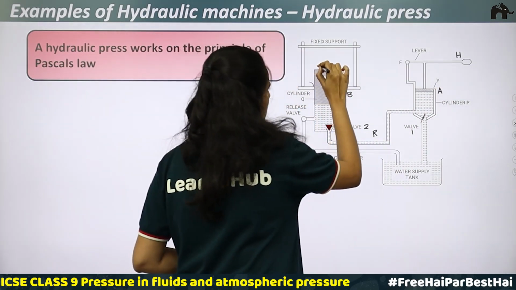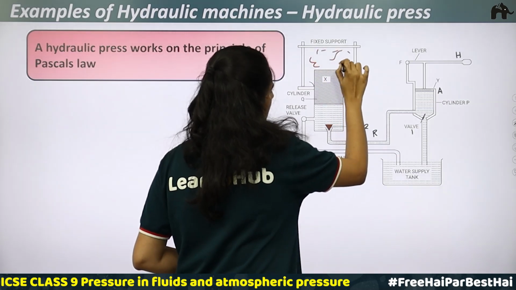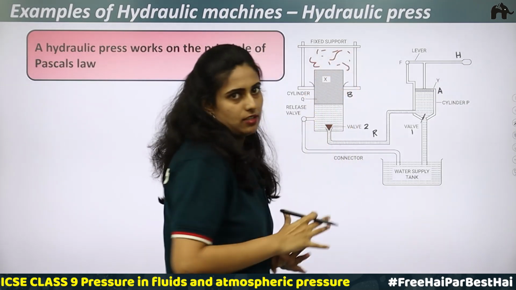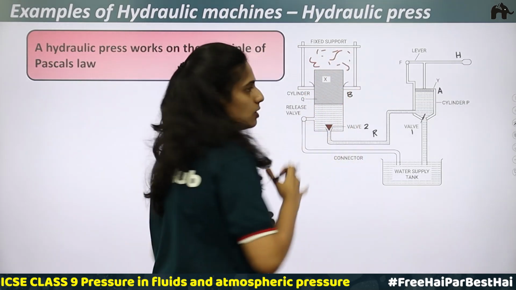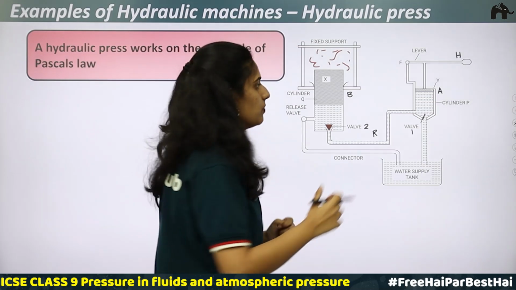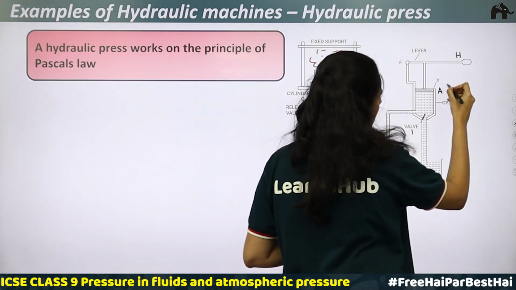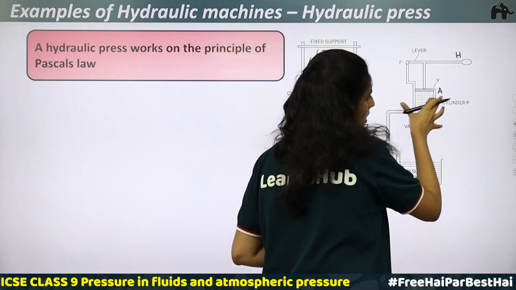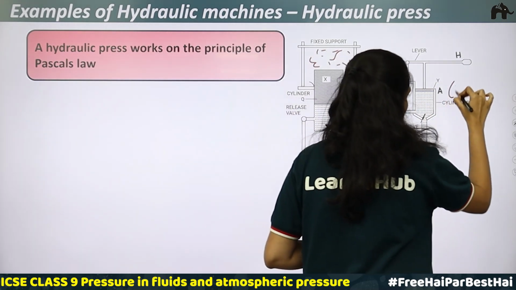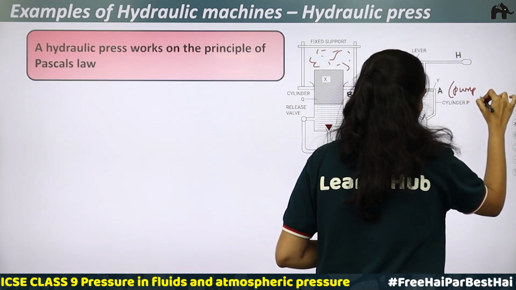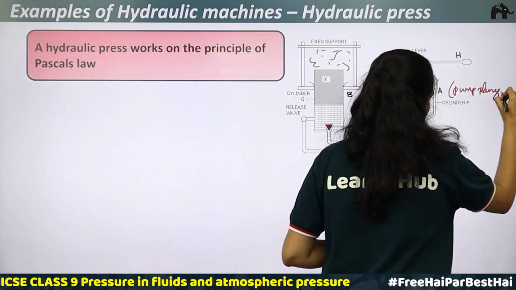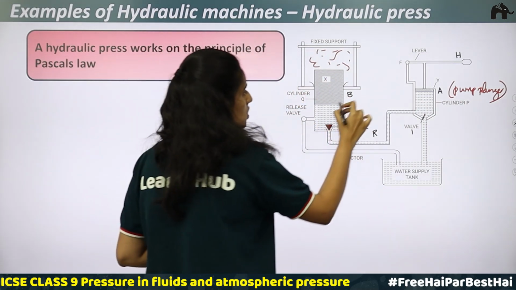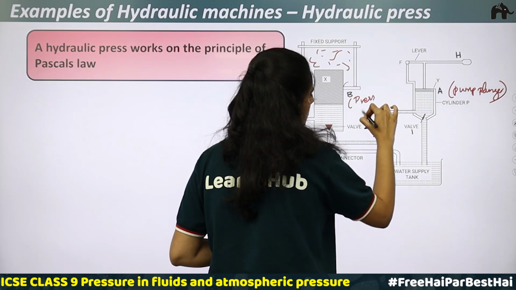Here you can place a bale of cotton to compress it. So compression, how does it happen? The working of hydraulic press we are going to discuss. Now this piston A we can call, which is close to the handle and the cylinder P, it is attached, it can be called the pump plunger. And the piston which comes here is called press plunger.